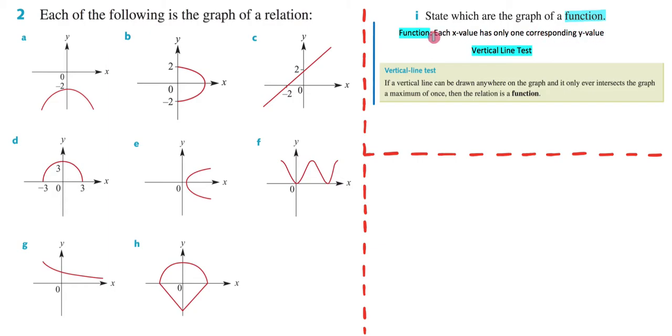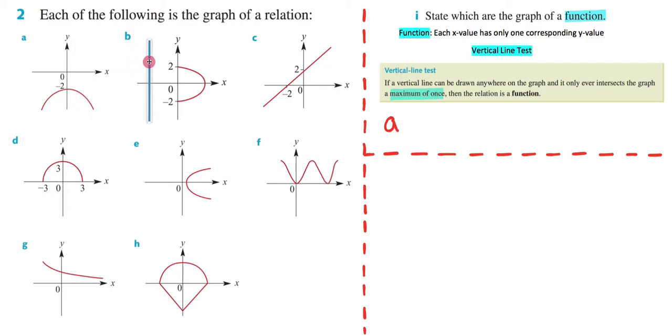And to figure out whether something is a function or not, I use the vertical line test. The definition of which is if a vertical line can be drawn anywhere on the graph and it only ever intersects the graph a maximum of once, then the relation is a function. So now I'm going to grab a vertical line and come to A and sweep it across. And as you can see, I'm only ever going to intersect my graph once. So that means that A is a function.